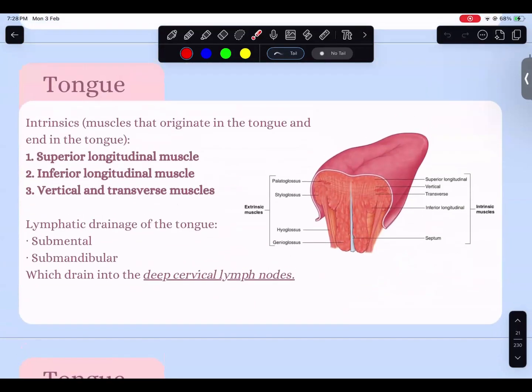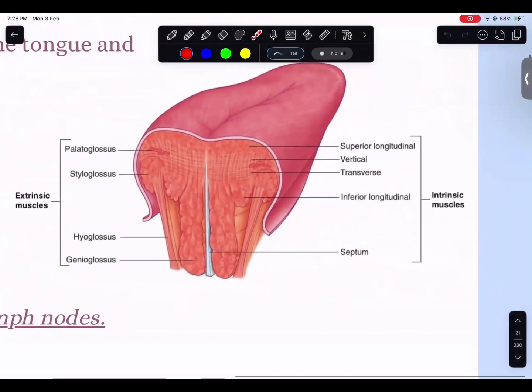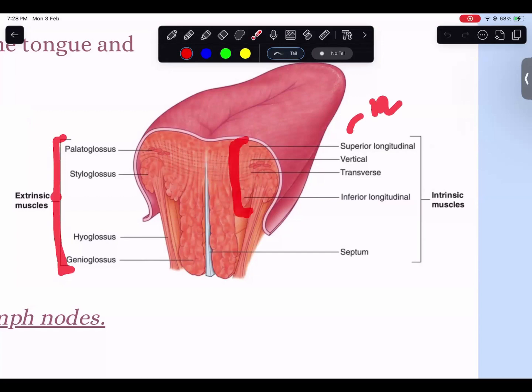Okay. For the intrinsic muscles of the tongue now, these are the muscles that originate in the tongue and end in the tongue. So they're not coming from any bone like extrinsic muscles. The muscles that we're going to talk about are superior longitudinal, inferior longitudinal, vertical, and transverse muscles. So if you look here, this is your superior longitudinal muscle. And then you have your vertical and transverse. So basically this is all vertical and transverse. And then inferior longitudinal. So these three here are intrinsic, and these four here are extrinsic.